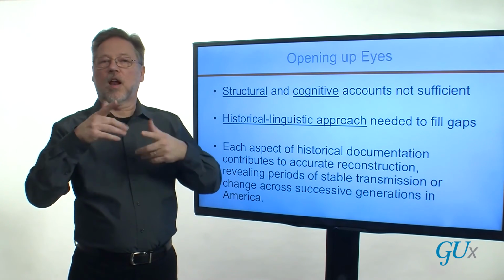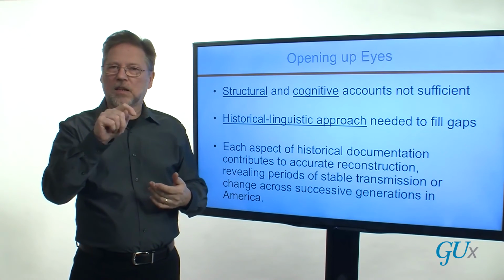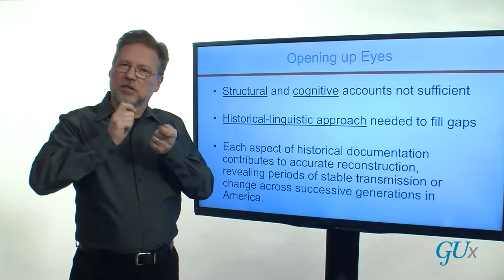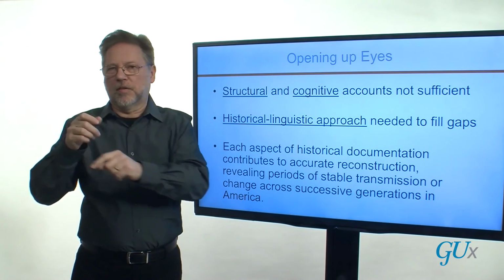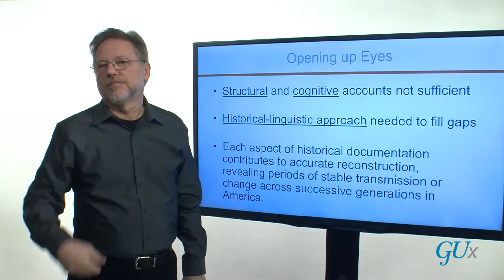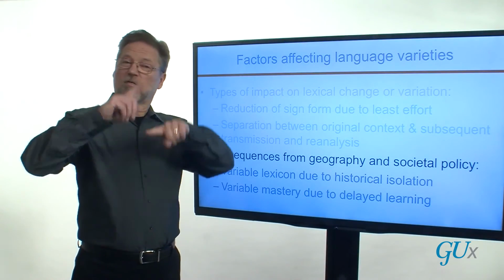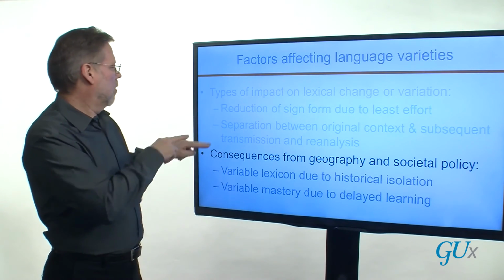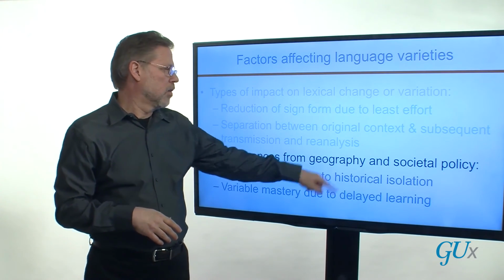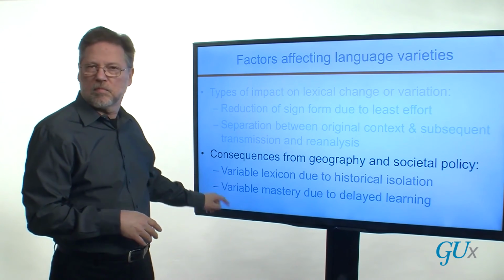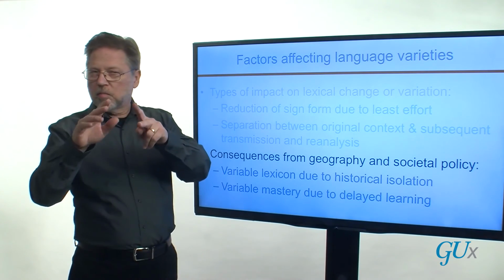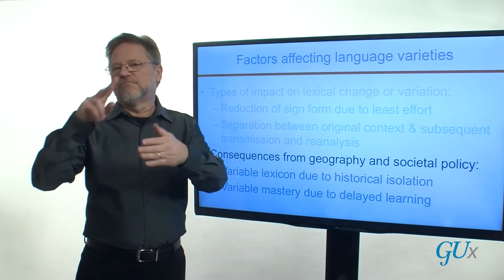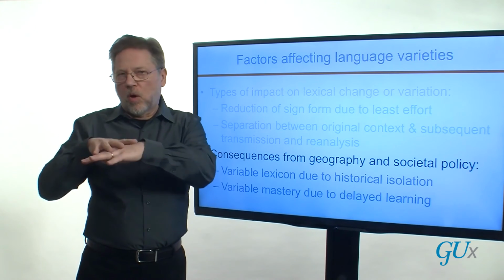It's important to recognize that while America has one sign language, there are many dialects because the time it takes for change impacts language differently in different communities, resulting in different dialects. To summarize the topic of variation and dialects, contributing factors are consequences of geography and societal policy. When studying historically isolated communities, you can predict that their sign language would change more slowly.